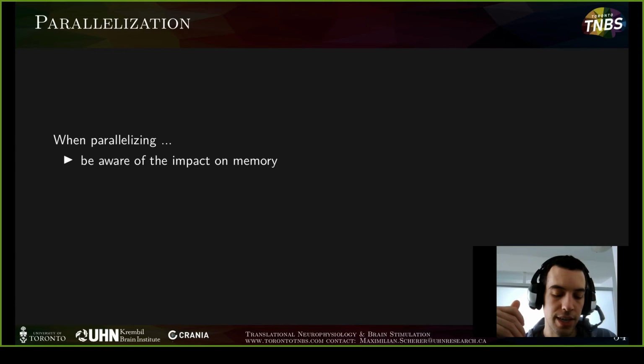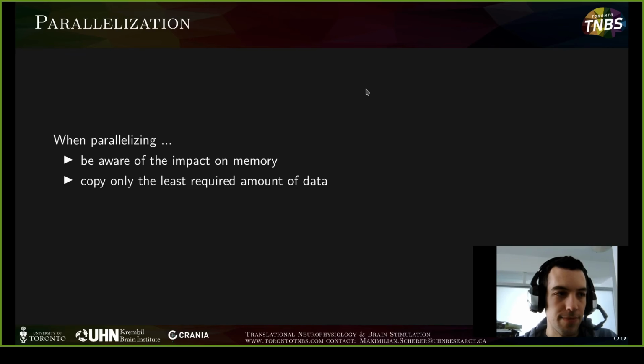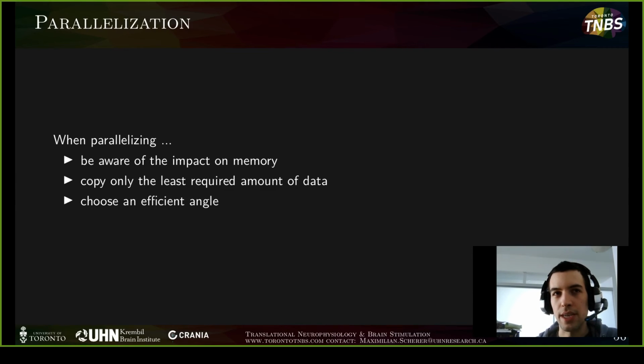You want to basically do in parallel compact parts of your code, meaning that you don't want to have to copy all data into every process and then run it through there, because 9 out of 10 times that's gonna exceed the working memory you have on your PC. So you only want to copy the least required amount of data. And you want to choose an efficient angle for that parallelization.